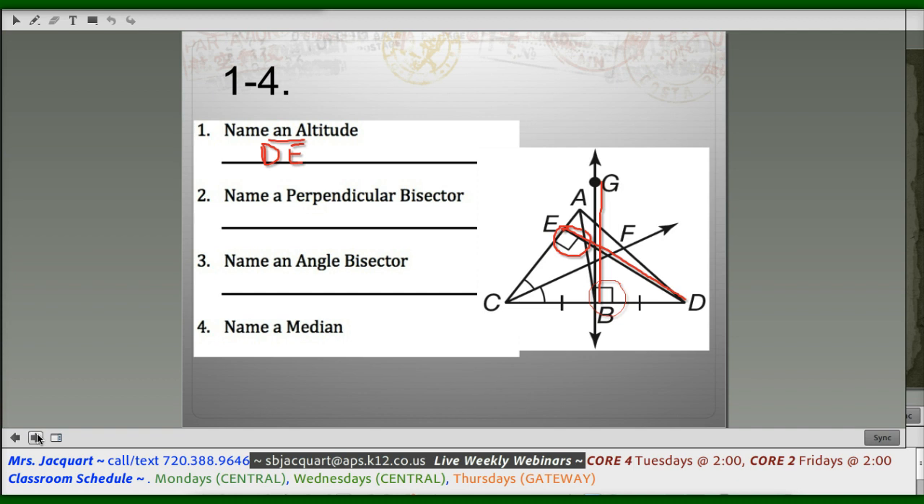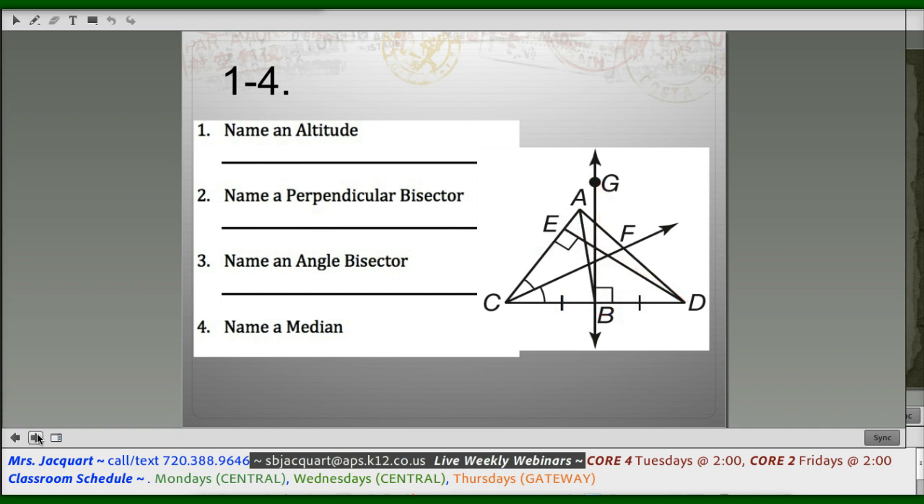Okay, what's a perpendicular bisector? We're going to do a similar thing. We're going to find where my perpendicular parts are and which one bisects it. Well, this one's got the tick marks there. And so my perpendicular bisector is going to be line G. So line G is my perpendicular bisector. So I'm going to delete everything so I can write on the board again.